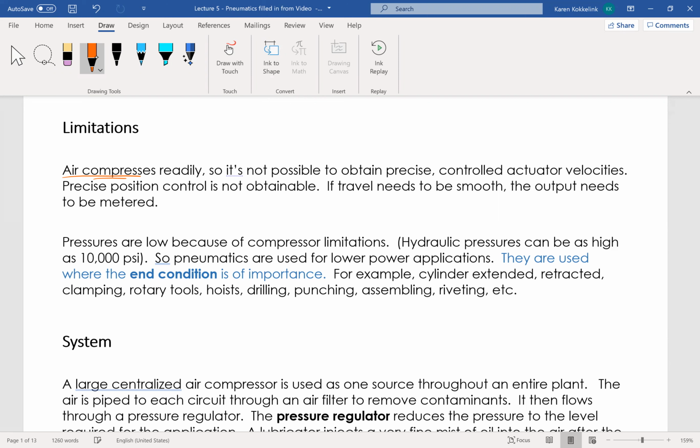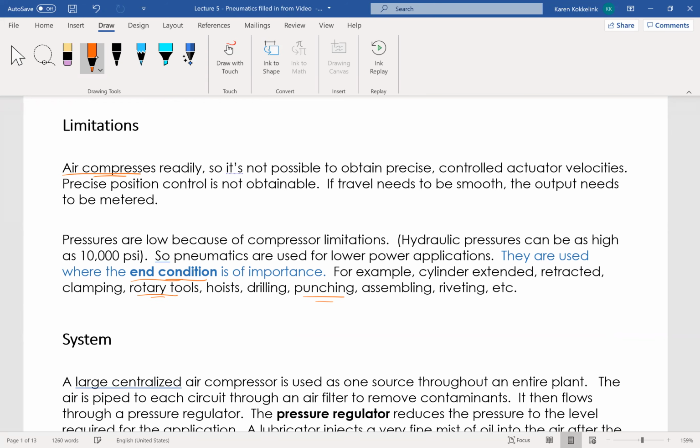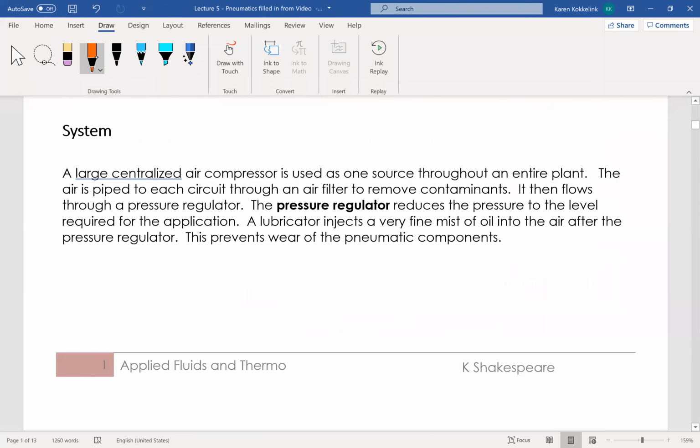So it is used where the end condition of air is of importance. So cylinder extends, cylinder retracts. Clamping, unclamp, clamp, unclamp, clamp. Rotary tools, hoist, drilling, punching, assembling, riveting, etc. Punching application, where something goes down, punches out a blank, comes back up, goes down again, punches out a blank, comes back up. So very, very useful in those quick operations. If you stand in a manufacturing plant and you hear all of the noise of the plant moving, it's moving parts which generally are on air compressors or are pneumatic systems.